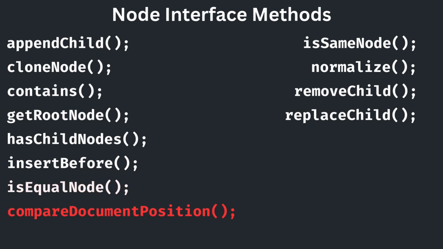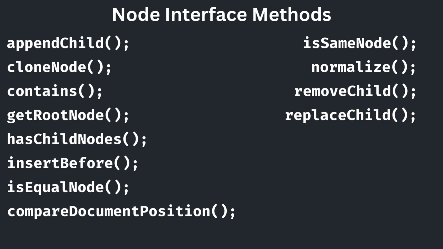compareDocumentPosition compares the document position of two nodes. isSameNode checks if two nodes are the same. normalize merges adjacent text nodes and removes empty text nodes in a specified node. removeChild removes a child node from a specified parent node. replaceChild replaces a child with another node.